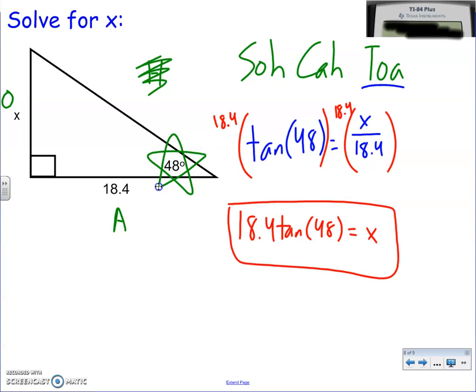If you want the approximation, type in the calculator 18.4 times tangent of 48 in degrees mode. That gets you the approximation 20.44 if you're rounding to the nearest hundredths. So I'll say x is approximately 20.44.